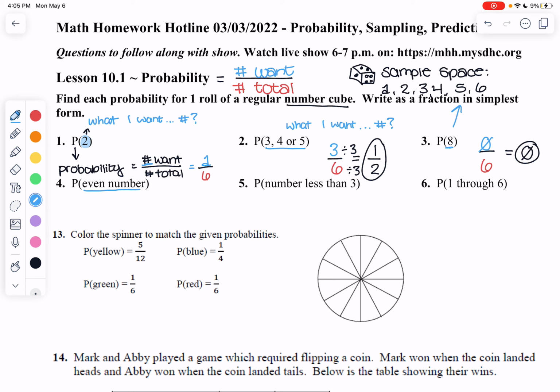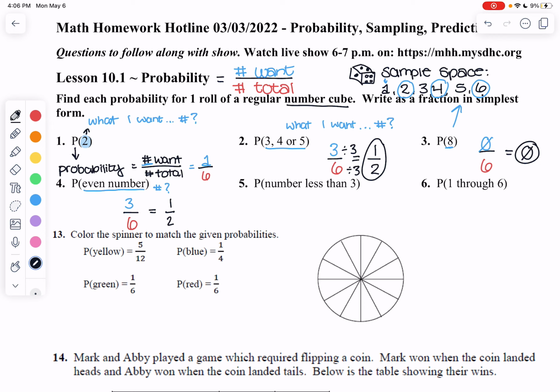All right, number 4 says, what's the probability of rolling an even number? So I want an even number. Let's count up how many even numbers are on my dice. Well, 1 is an odd number, 2 is even, 3 is odd, 4 is even, 5 is odd, 6 is even. So there are 3 numbers that I want to roll out of what's the total number of things that could happen? 6. 3 over 6, just like we saw with number 2, can be simplified to 1/2. There is a 1/2 probability that we roll an even number.